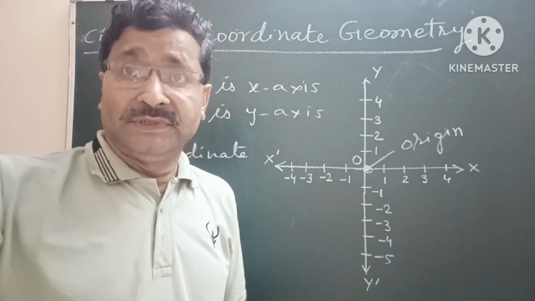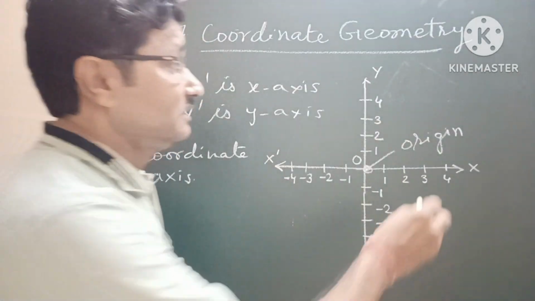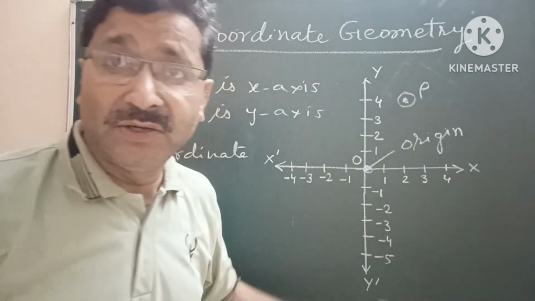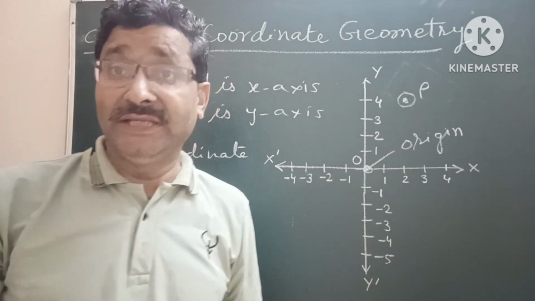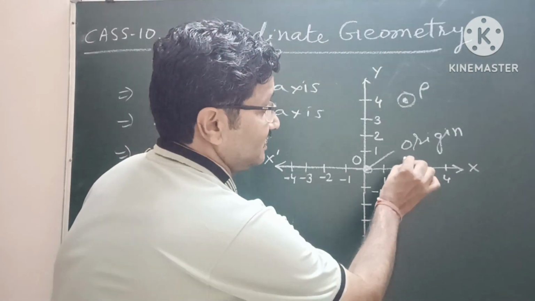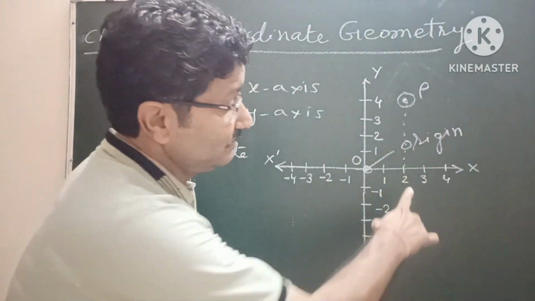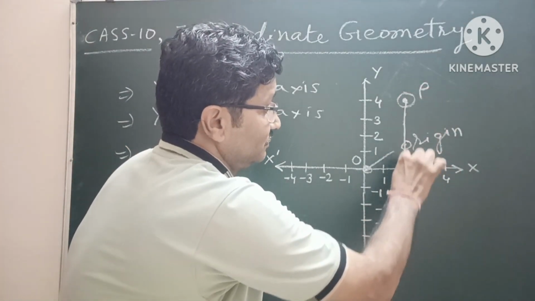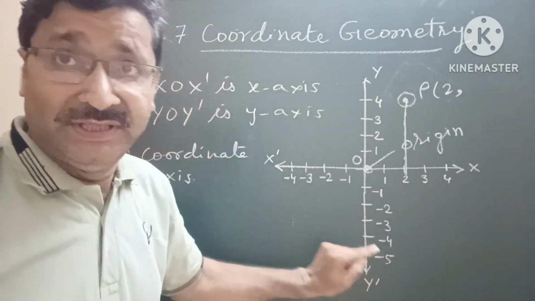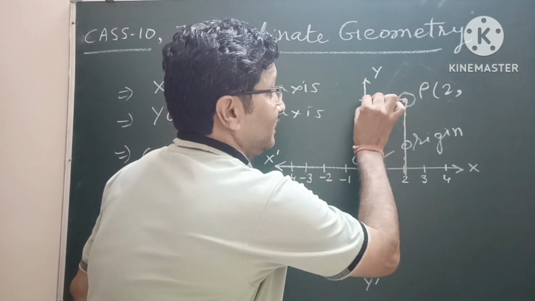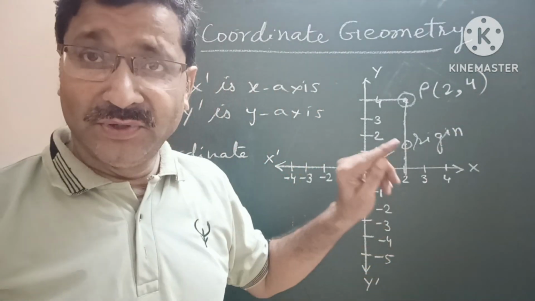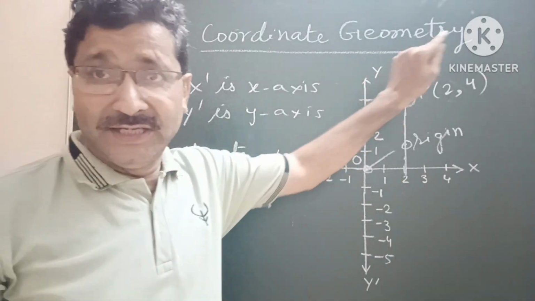Okay, now suppose we mark a point P here. Now anyone can say the coordinate of the point P. For the coordinate of point P, first we write the value of x. Now what is the x value for this point? The x value is 2. We can see here 2 is the x coordinate, the x value. Now similarly the y coordinate is 4. So we can write the coordinate of this point P as 2 and 4.